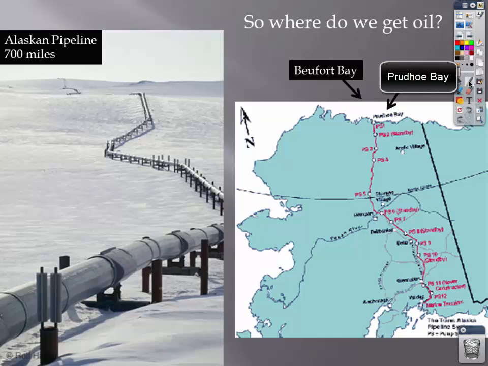But there's a problem. How do you get this oil to the lower 48 states where we use most of it? Well, there's two ways. You either use a pipeline or you ship it by boat, the normal transportation methods for oil.